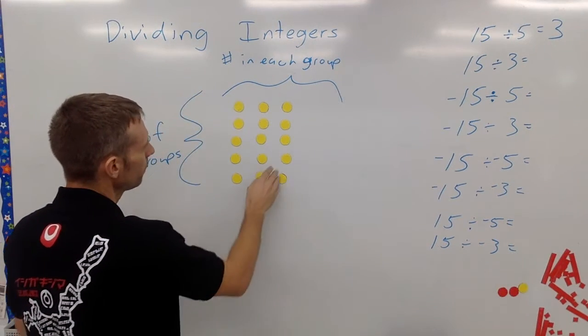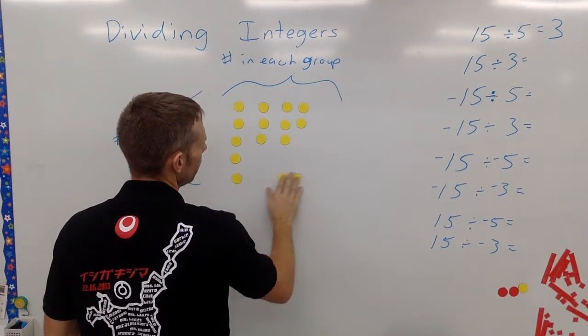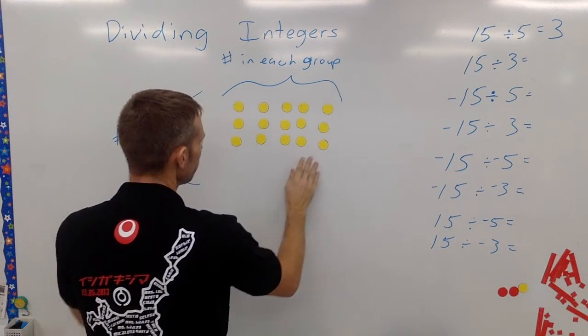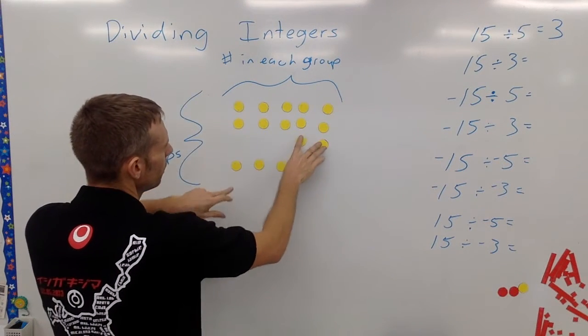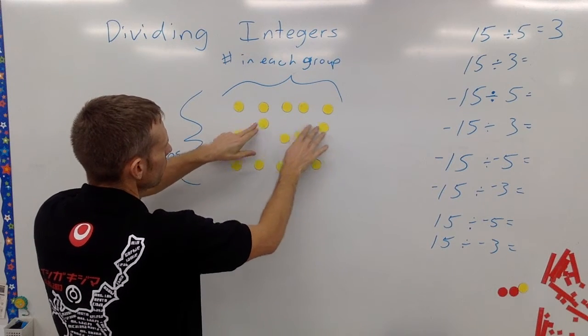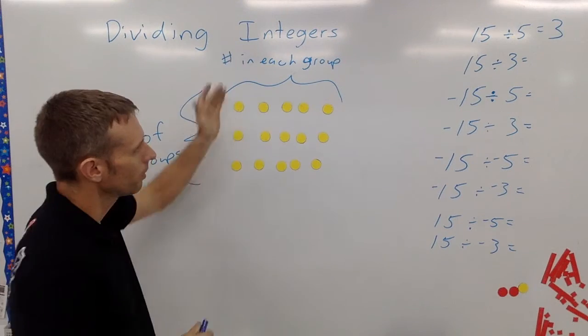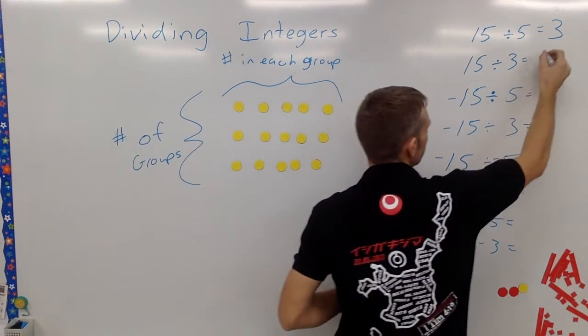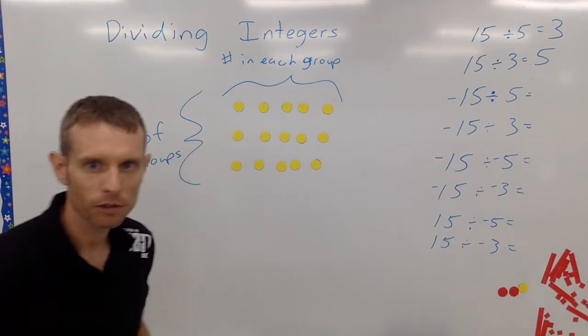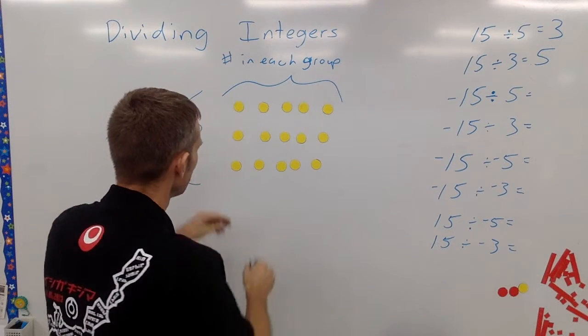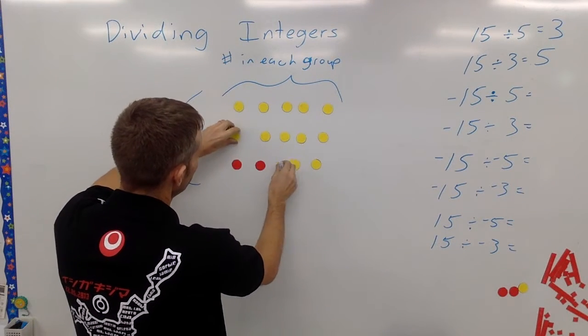Now, if I had the same 15, and instead of making 5 groups, I made 3 groups, so 15 divided by 3, here's my 1, 2, 3 groups. Now there's 5 in each group. Positive 15 divided by positive 3 equals 5. We knew this. Now, what if I have negative 15?